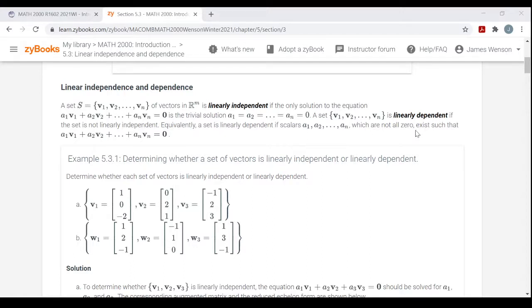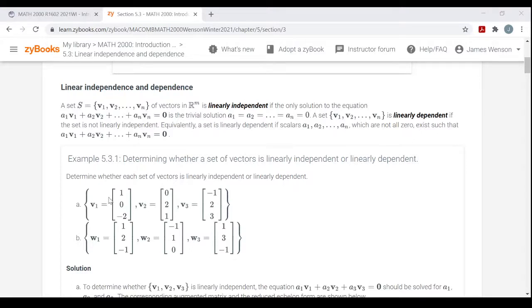And we'll see later that when a set of vectors is linearly dependent, that means that at least one of the vectors in this set can be written as a linear combination of other vectors in the set. Whereas when a set of vectors is linearly independent, none of the vectors in the set can be written as a linear combination of other vectors in the set. They're all independent of one another. They don't depend on other vectors.